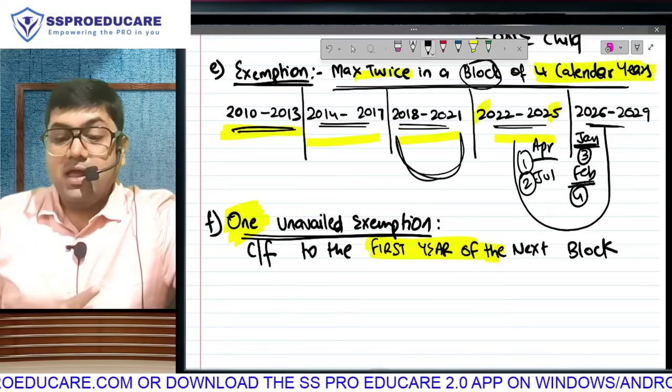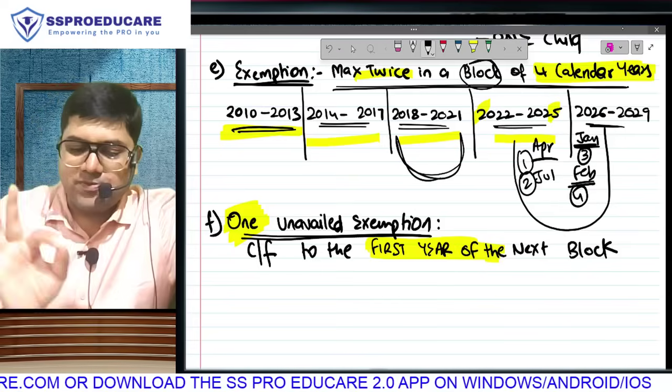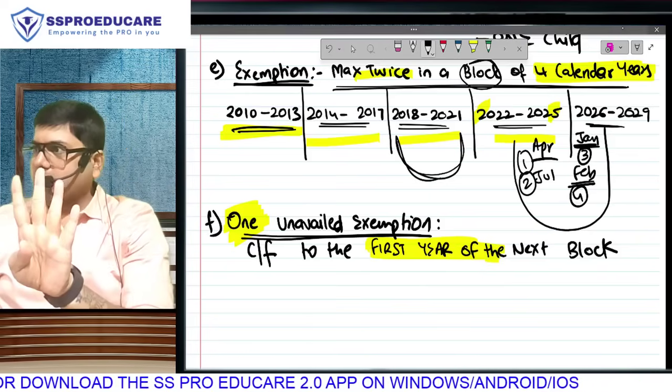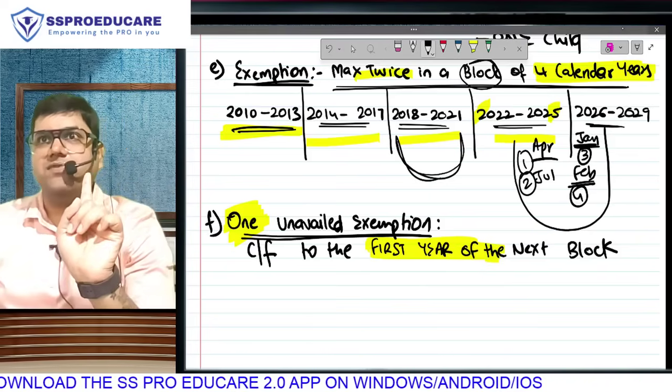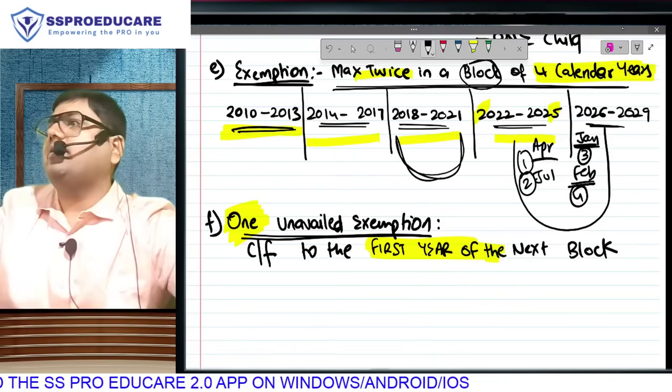One will be carried forward, and that one has to be utilized in the first calendar year of the next block. Supposing 18 to 21 I take only one exemption, so other I can carry forward. If I take none, still I can carry forward only one. So in 2022 I will have to take that exemption.